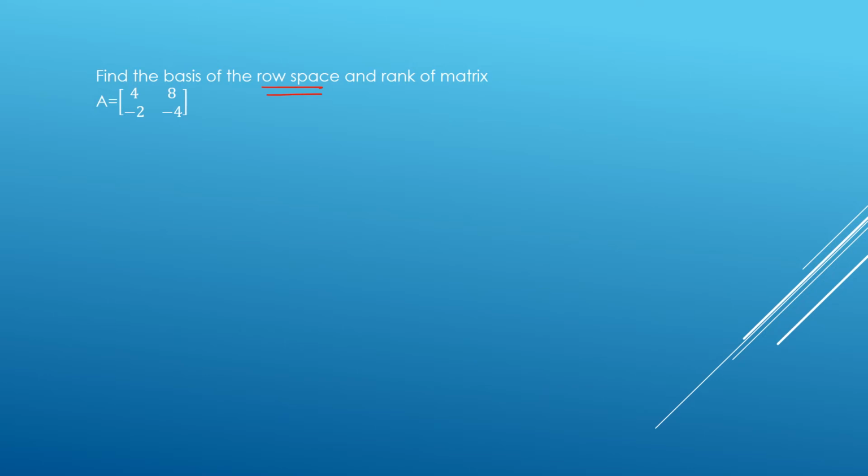So let's say rows can be represented as B1, B2. First row is 4, 8, correct? 4, 8, and second row is minus 2, minus 4. Now again check whether they are linearly independent or not. If they are linearly independent, we can say that both of them will form the row space and the rank of a matrix is 2. And if not, then we have to check what is the relationship between them.